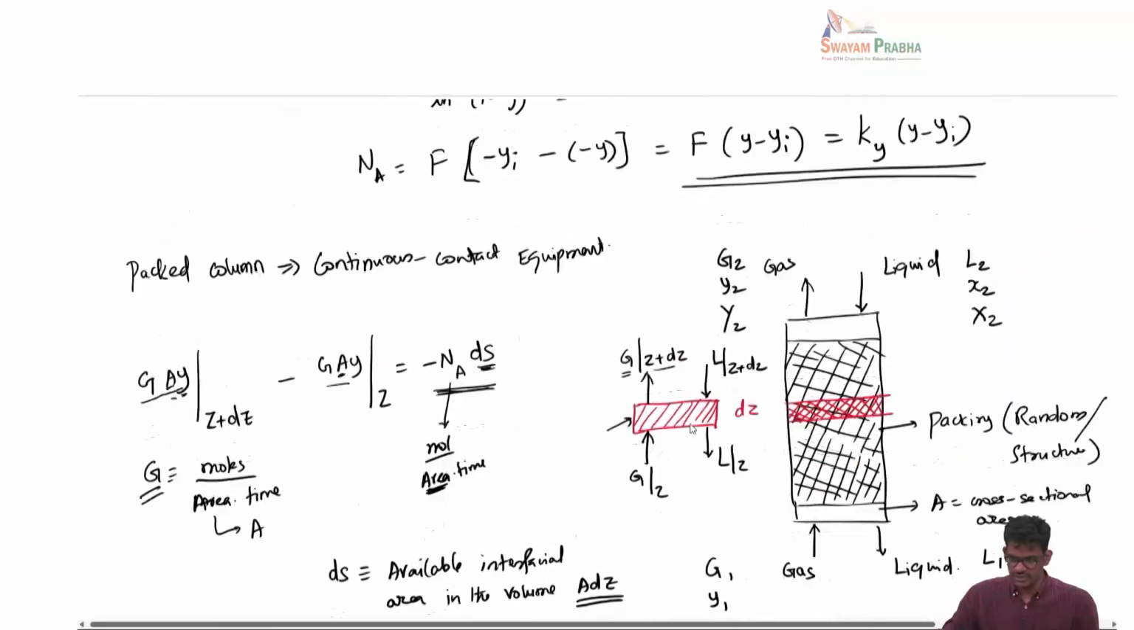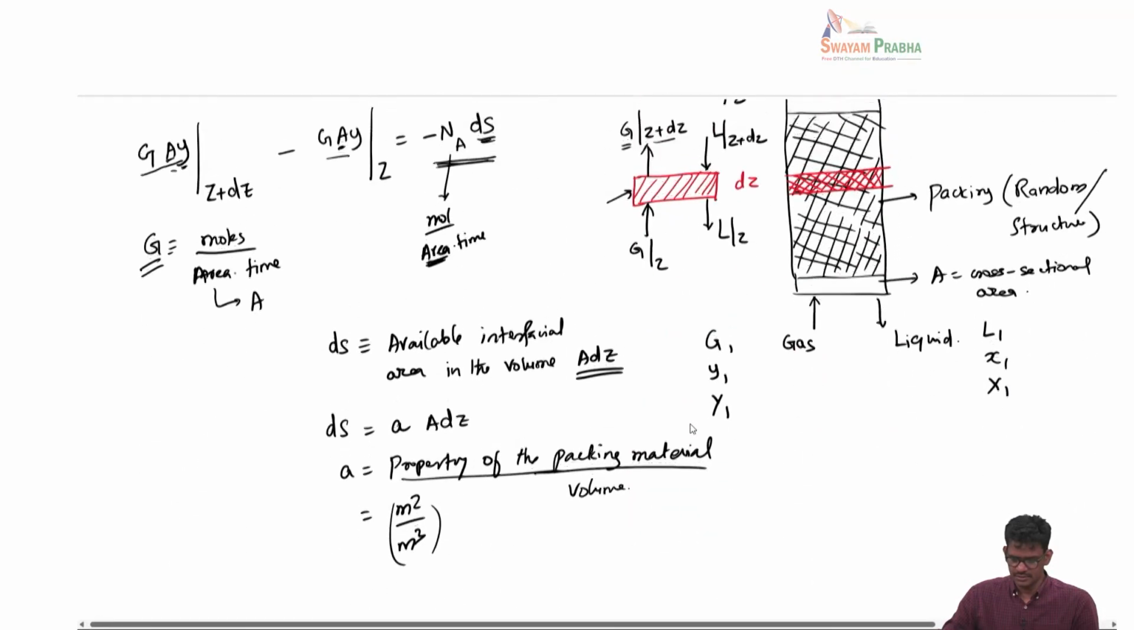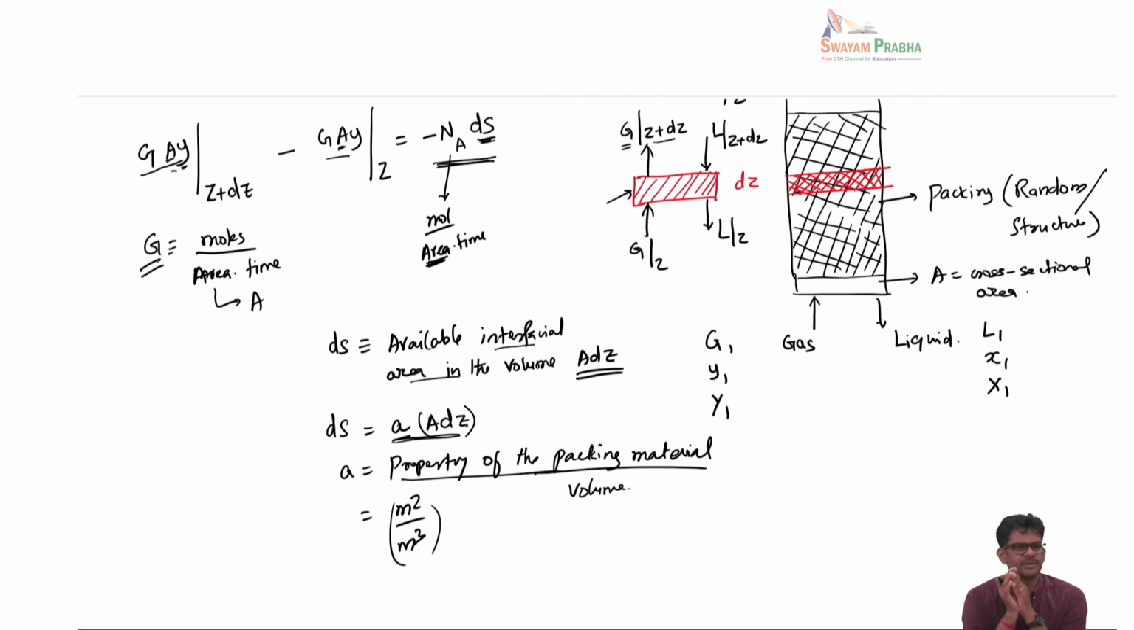So, coming back to this here. dS is the available interfacial area in the volume A dz, because that's the volume that I am taking into account, and that dS is written as small a times A dz. Small a is the interfacial area per unit volume of the packing, and this has to be multiplied by the volume of the packing, which is A times dz. Meter square per meter cube, that should be feet square by feet cube, I think. Yeah, because that's in English units.